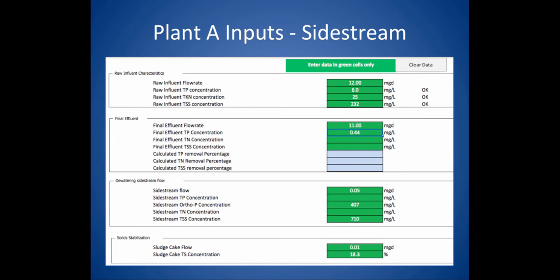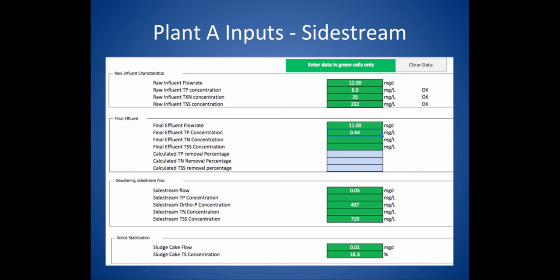The data entered here comes from the plant performance data table that we looked at earlier. Enter all of the data that you have available. Leave the cells blank if you do not have that data. The tool will assume some default values for critical data if nothing is entered in those fields. The OK listed in the right-hand column indicates that the value entered is within the typical range of values for that parameter.